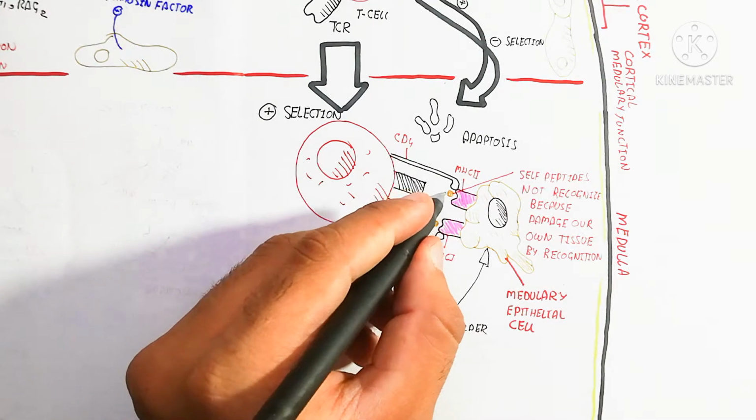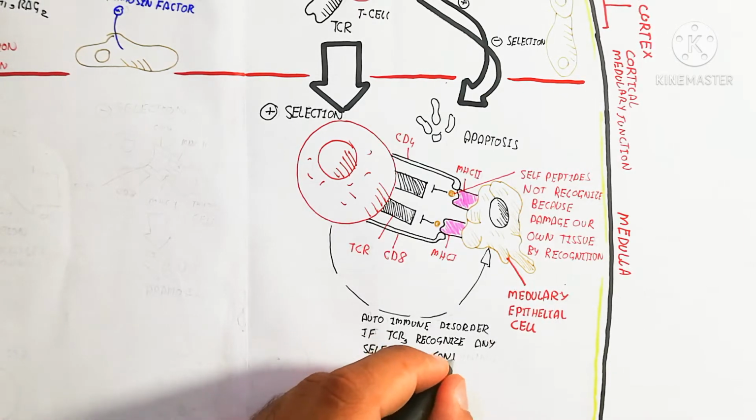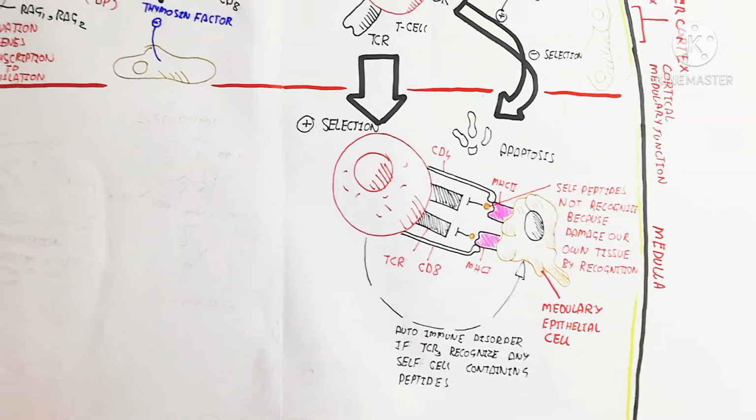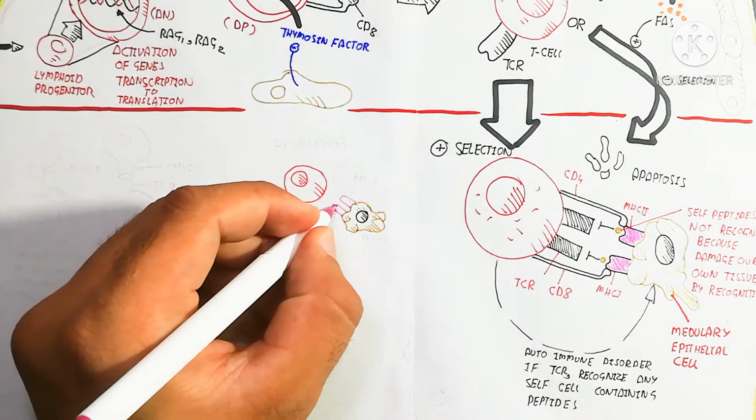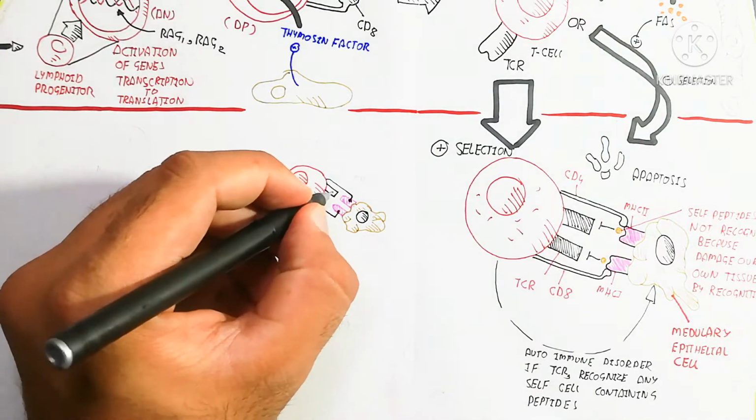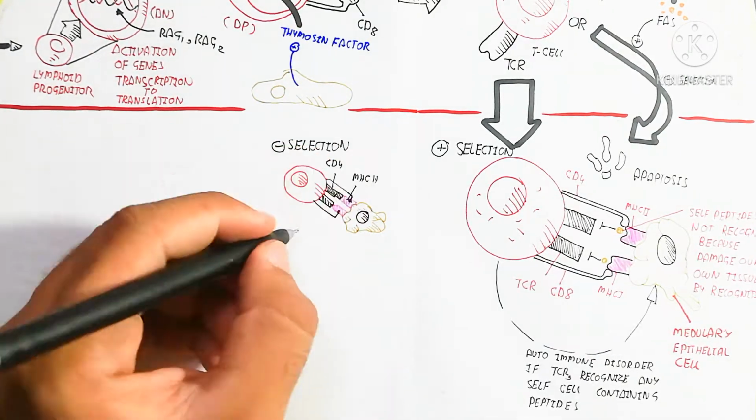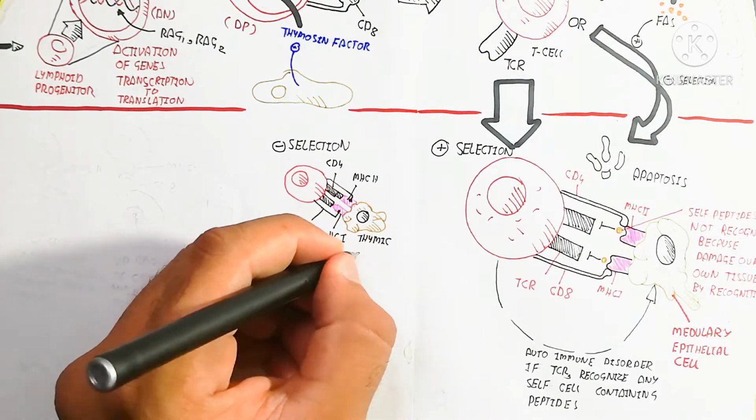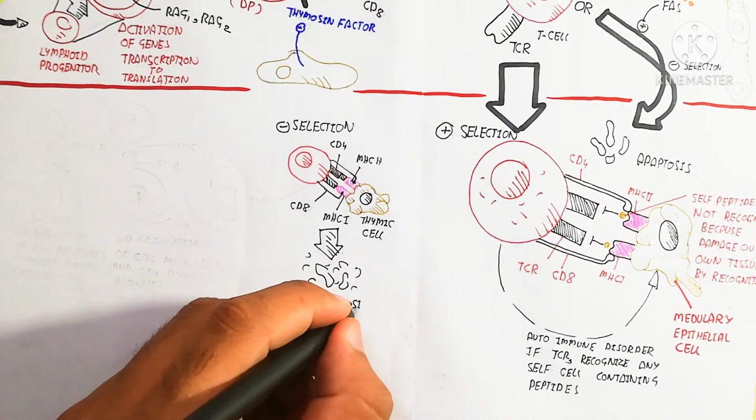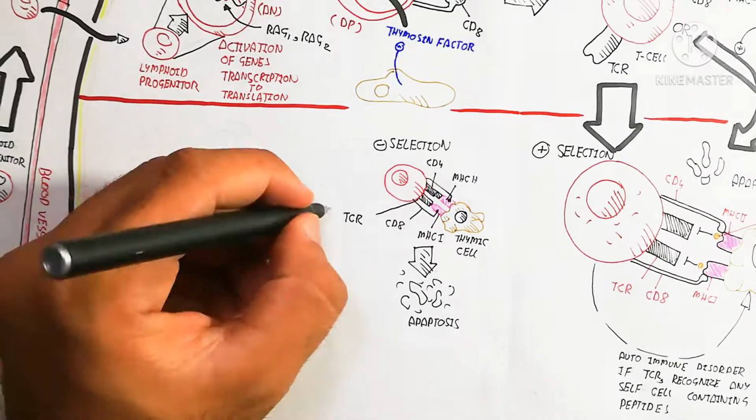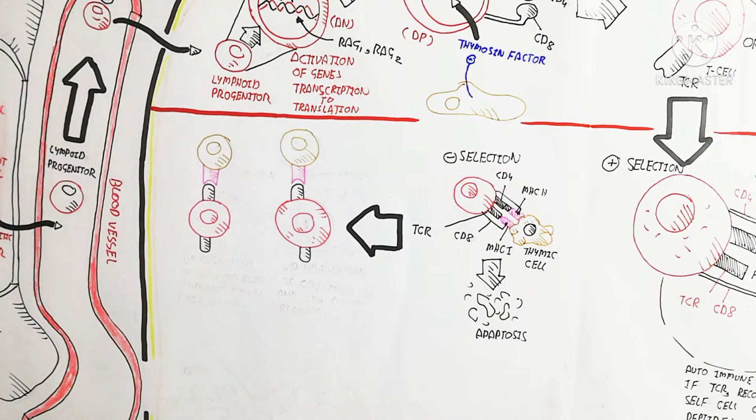So it means it produces autoimmune disorder like Graves disease. Here is the autoimmune disorder if TCR recognizes any cell containing self peptides. That is the positive selection, while in negative selection the TCR will bind with MHC1 and MHC2 by the recognition of CD8 and CD4. So that means the thymic cell will undergo apoptosis due to the recognition of our own cell. Recognition of our own cell by the self peptide can damage our own tissue. So that's why it is apoptotic. So it is negative selection.